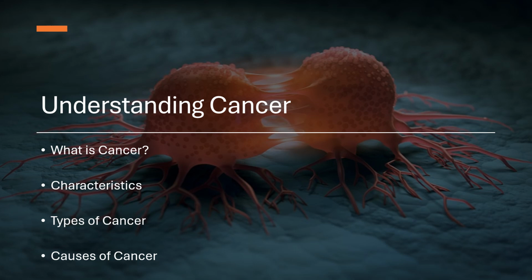So, what is cancer? Cancer is a group of diseases characterized by excessive cell growth and spread of abnormal cells. Now, these cells can invade nearby tissues and organs and spread to other parts of the body, which is a process called metastasis.